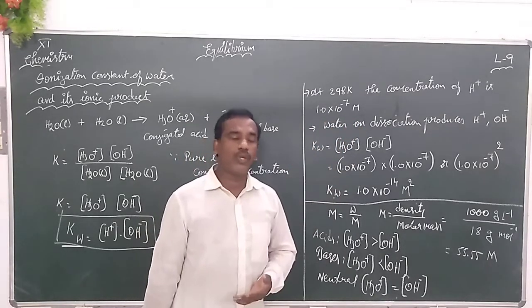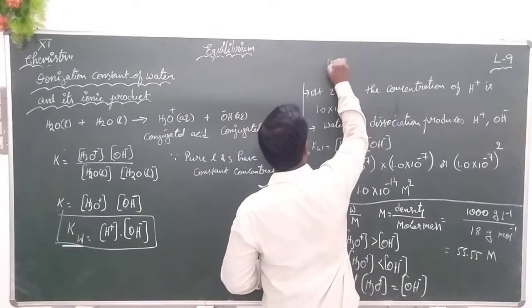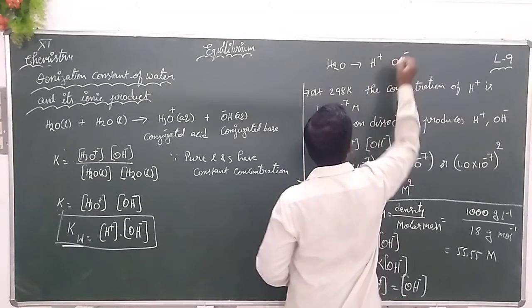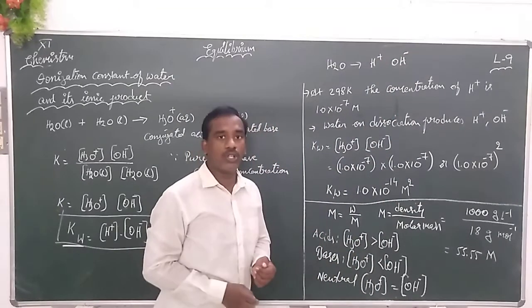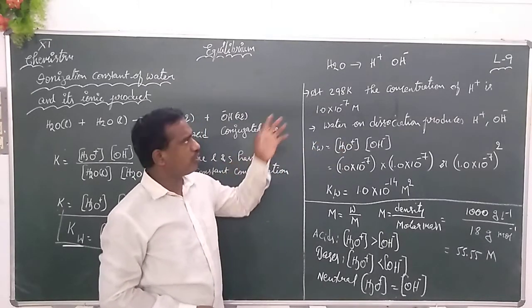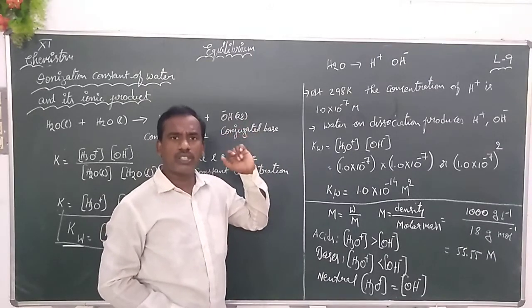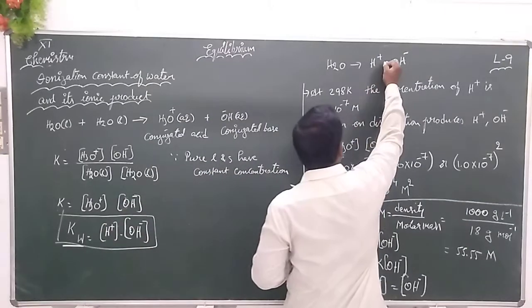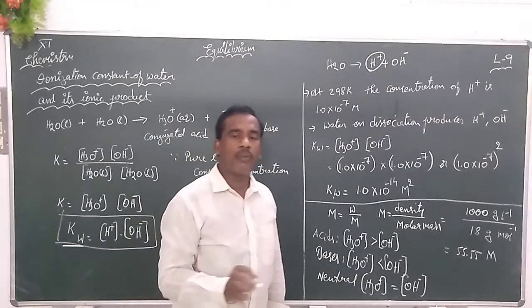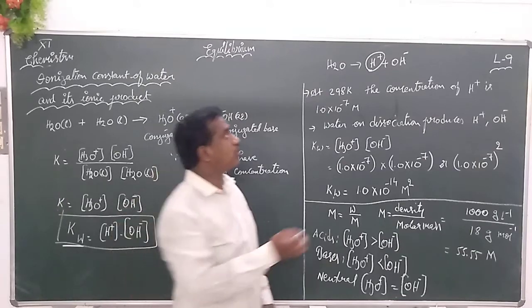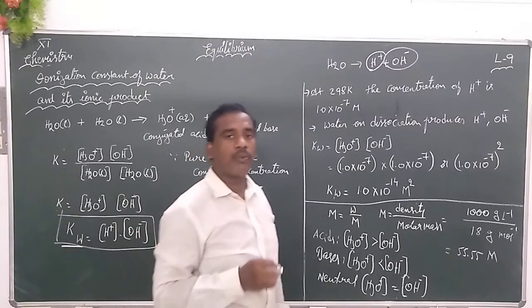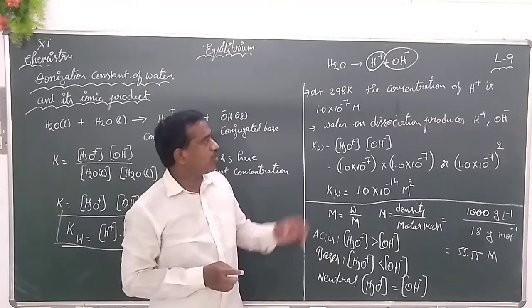But how does the water molecule dissociate? The water molecule will dissociate to give H plus ions and OH minus ions. So water dissociation produces H plus ions and OH minus ions, and an equal number of H plus ions and OH minus ions are produced. Means what? When the concentration of the H plus ion is equal to 1.0 into 10 power minus 7 molarity, then the concentration of OH minus ions also will be equal to 1.0 into 10 power minus 7 molarity. So that's the point we got.